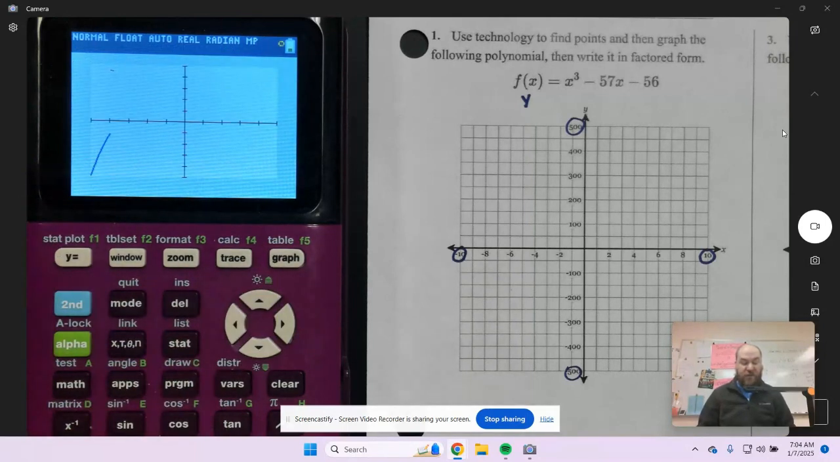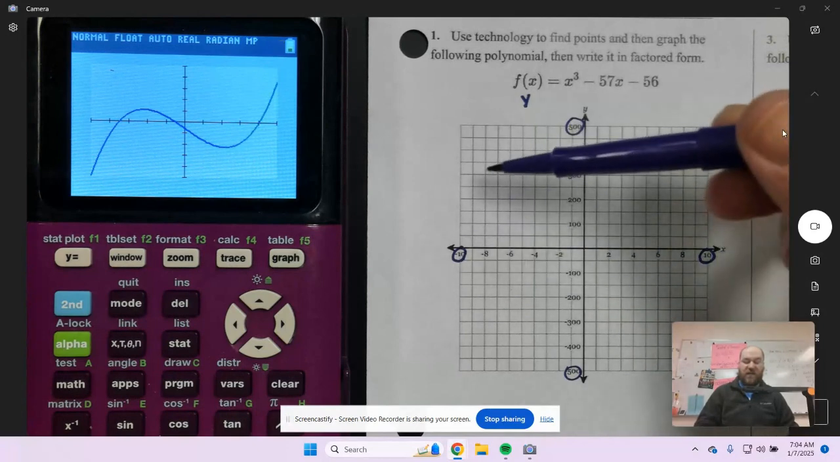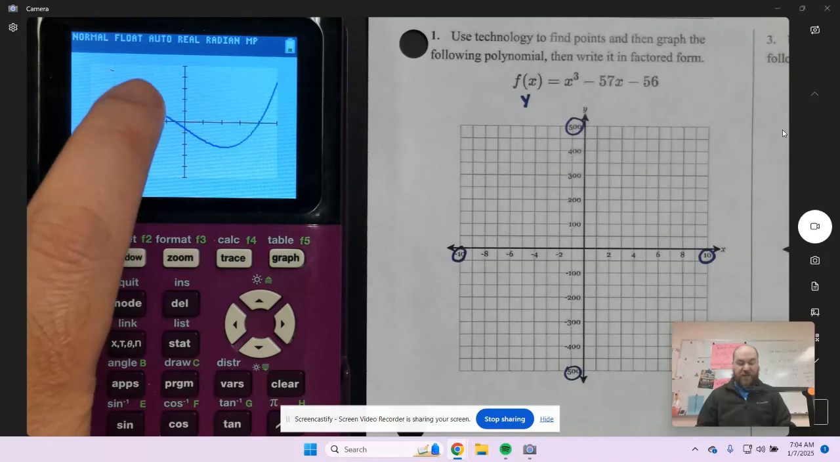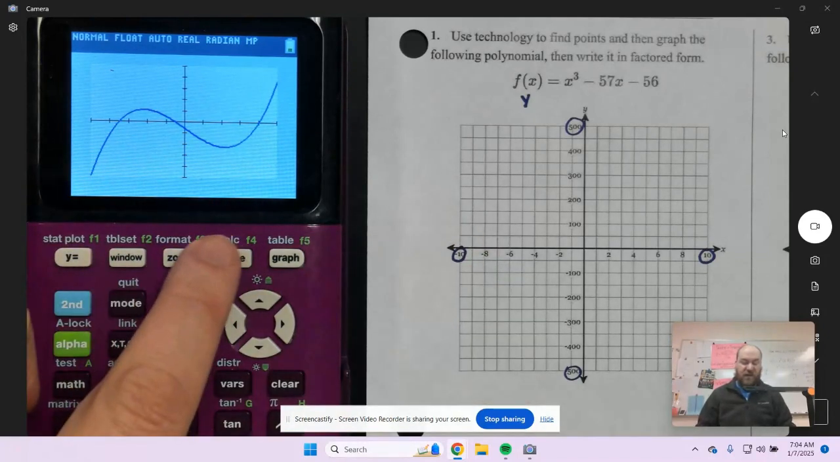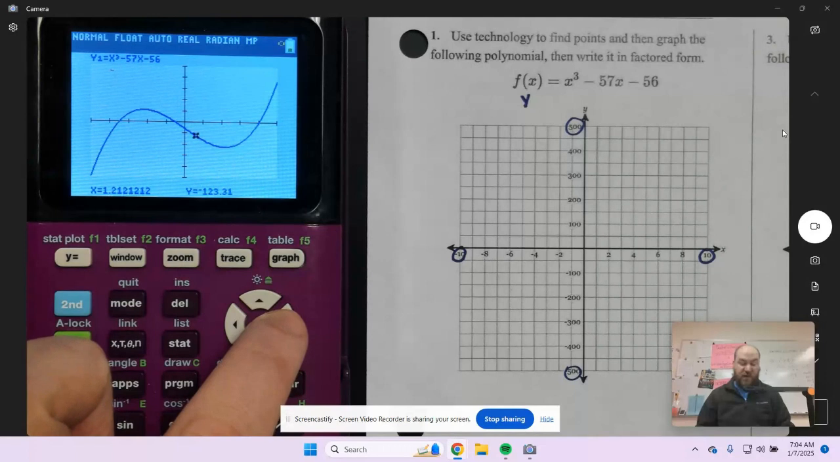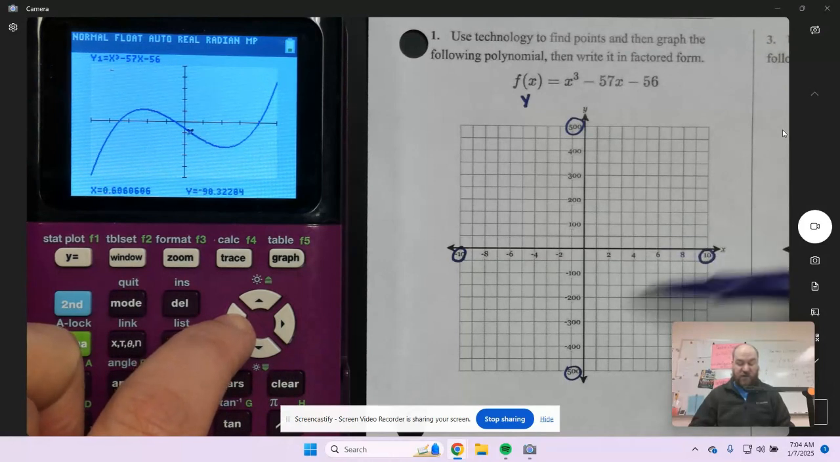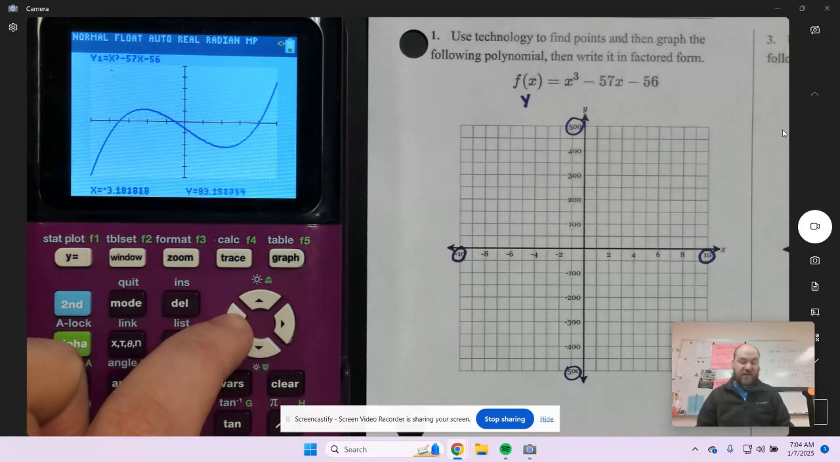So now when we hit graph, we should see what we want to see in this graph. That's the whole reason they gave us these values. And hey, look at that. We have a better idea of what this graph looks like. But I still don't have any way to take this from here and put it on here. I could use the trace button, but the trace button ends up giving us a lot of decimals. And we don't really want decimals, right? This grid doesn't have decimals. We'd just be guessing, right?